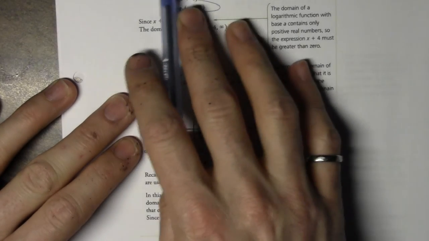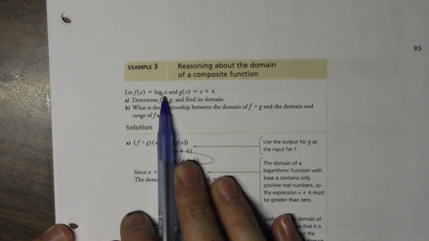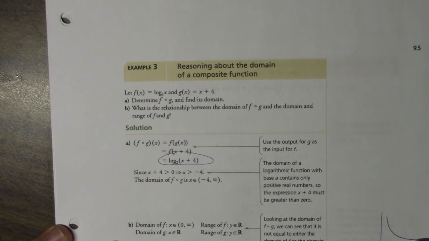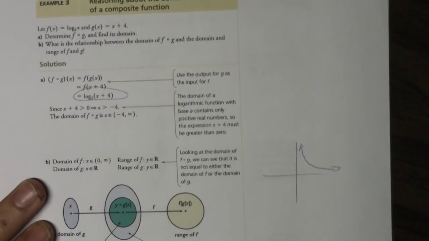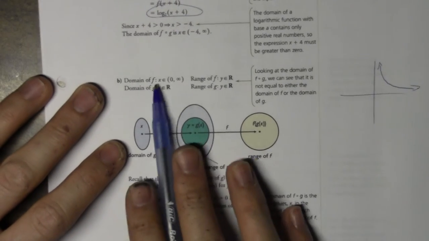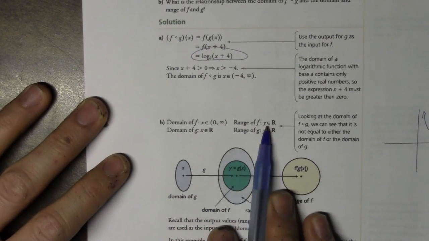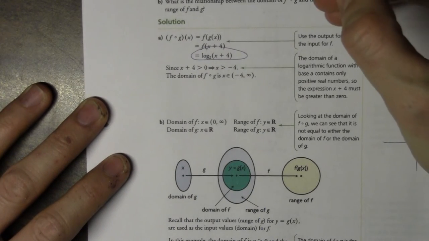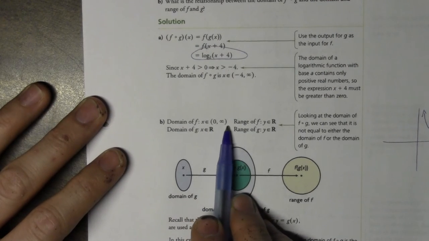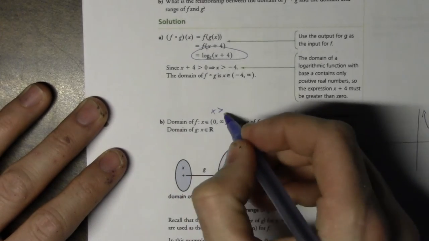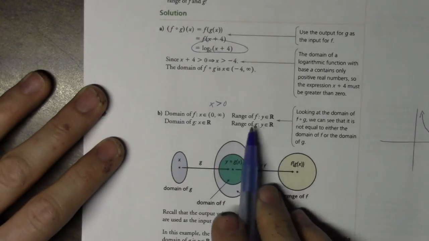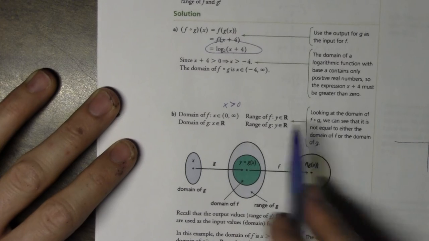The domain of f, this is our function here, f is log 2x. We need to recognize what that function looks like, right? That's our logarithmic function. So we know that our x values have to be greater than 0 for f(x). So that's why we have our domain listed as 0 to infinity. In other words, x is greater than 0. Range we know goes off into infinity.